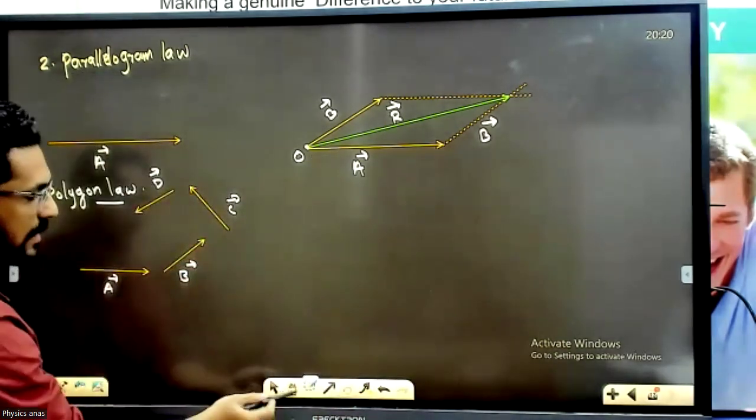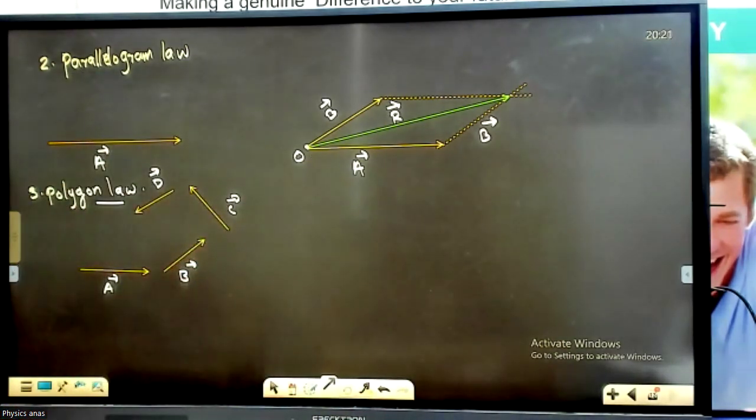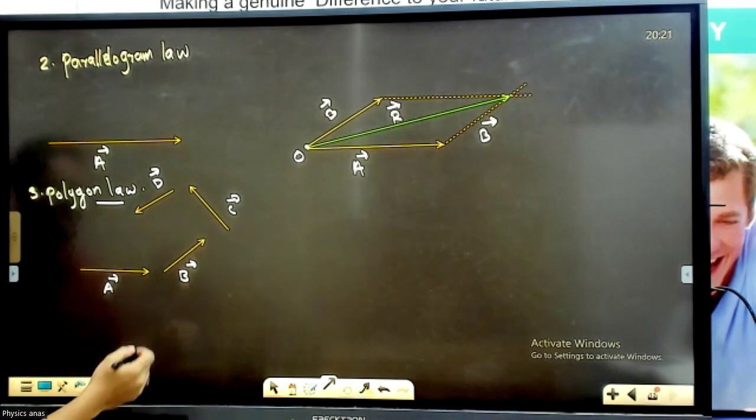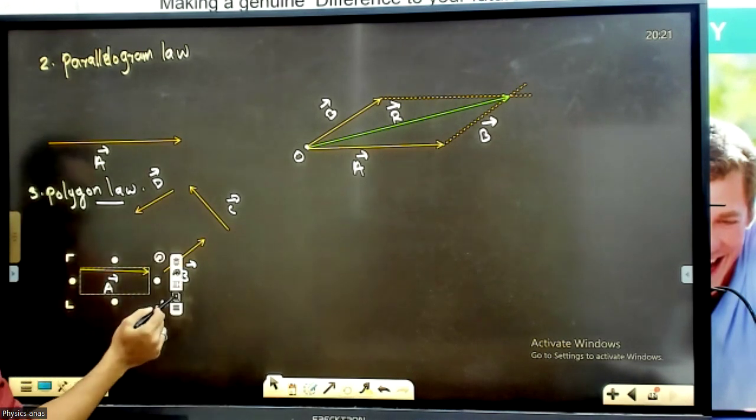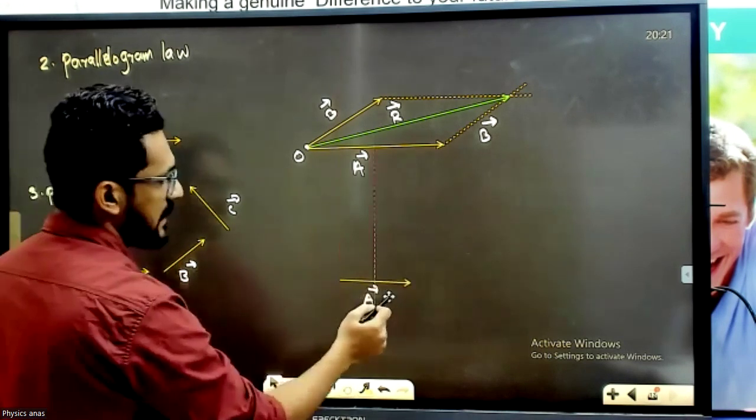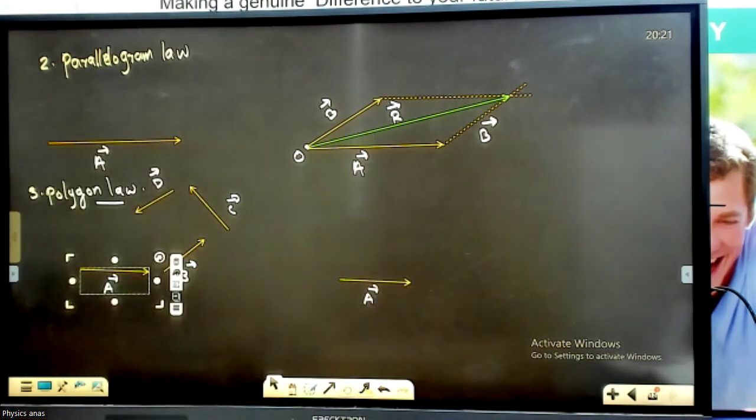What will be a polygon? A shape which has more than 3 sides. I am taking this A and placing A here. I can do that, right?